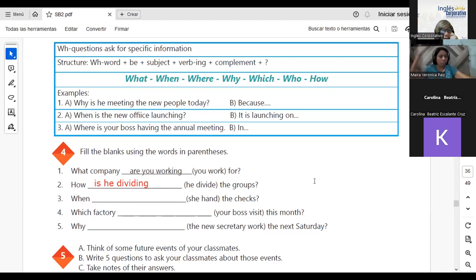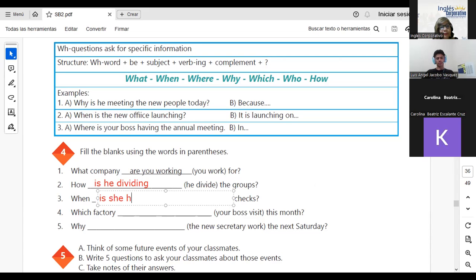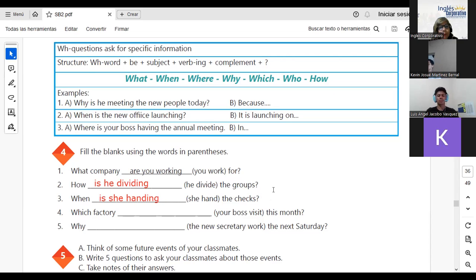Okay, number three. When is she handing? Handing is manejando, right? Manejando, o sea, como tipo maniobrando. Okay. Handing. When is she handing the checks? Okay, manejando. No, en ese contexto es cuando los va a entregar. Handing in es entregando. Okay, les hace falta el in aquí. Handing in. Es una phrasal verb.